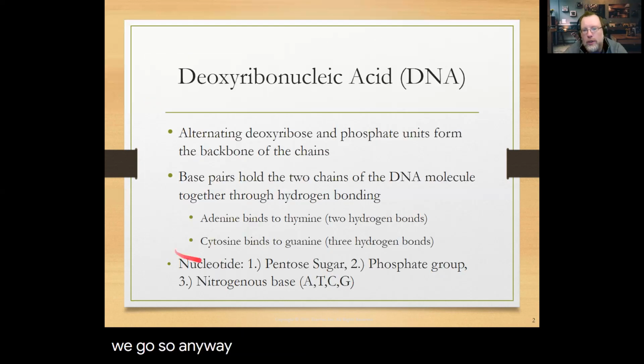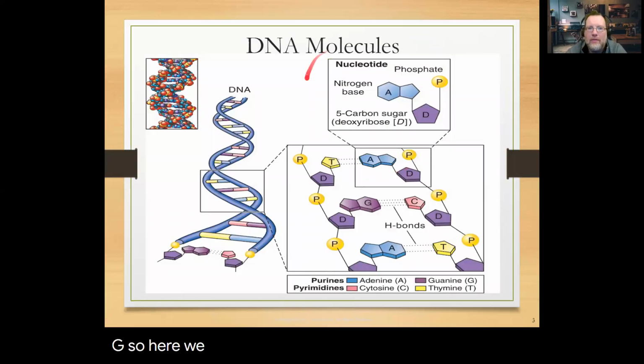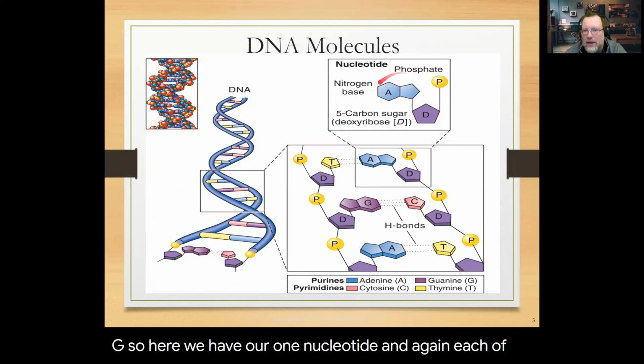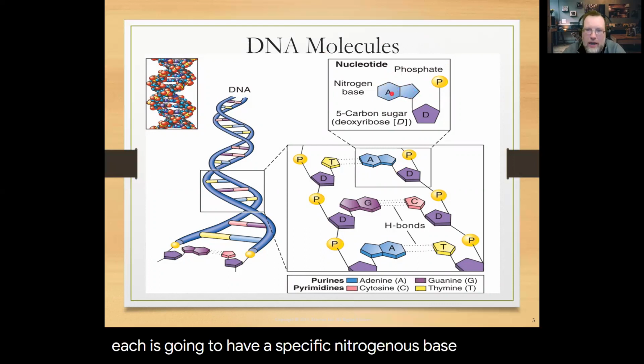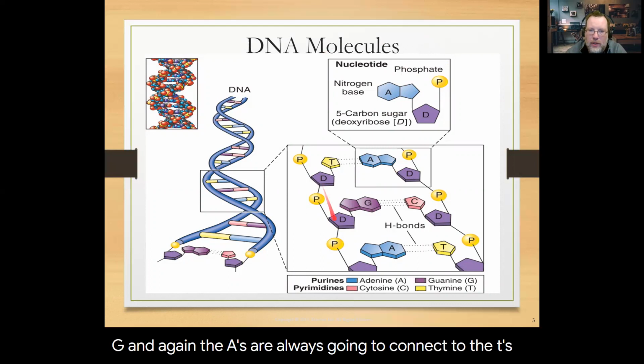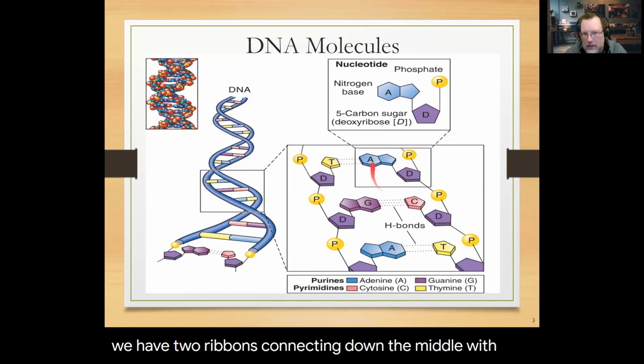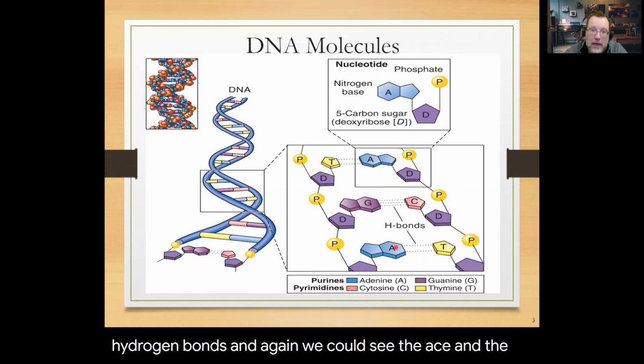Okay. So anyway, a nucleotide, that's a pentose sugar, a phosphate group, and then that nitrogenous base, A, T, C, and G. Okay. So here we have our one nucleotide, and again, each is going to have a specific nitrogenous base of A, T, C, or G. And again, the A's are always going to connect to the T's. We have what we call a double helix formation. So basically, we have two ribbons connecting down the middle with hydrogen bonds. And again, we could see the A's and the T's, and the A could be on the other side.